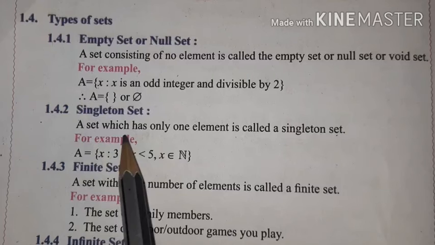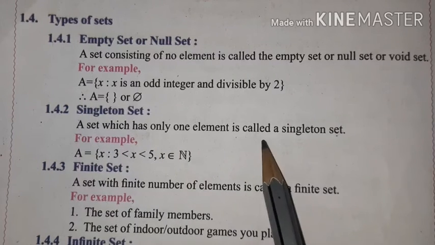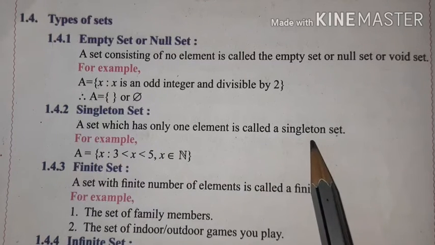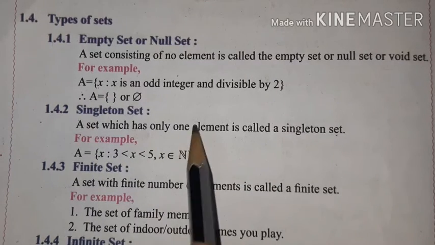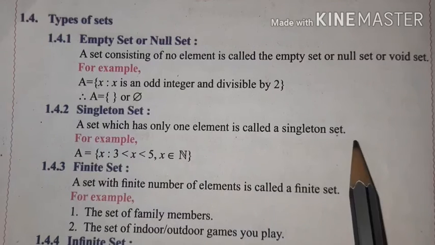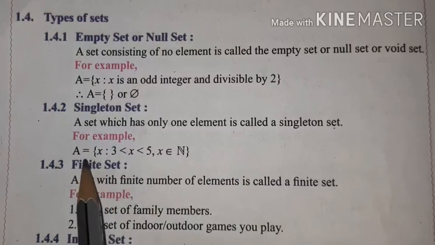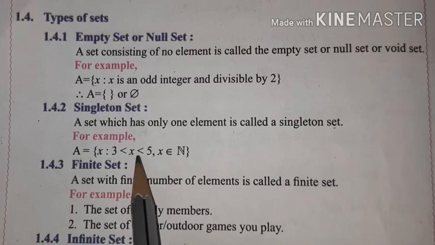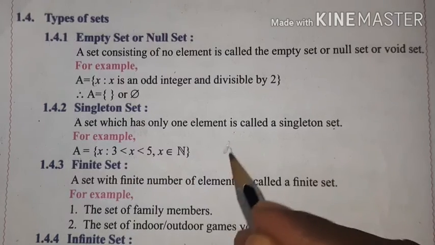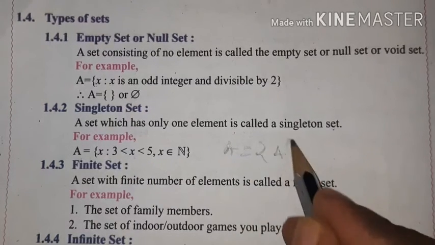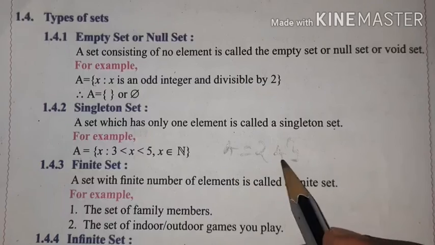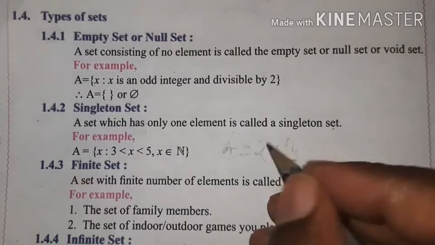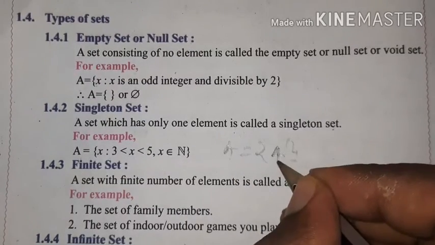Singleton set: a set which has only one element is called a singleton set. Singleton set means a set having only one element. For example, A is equal to x such that x less than 5, so A is equal to only 4. A has only one element, 4.